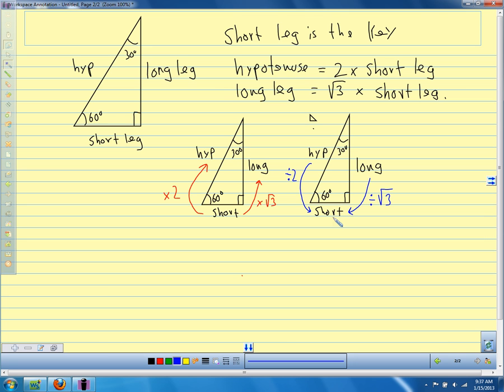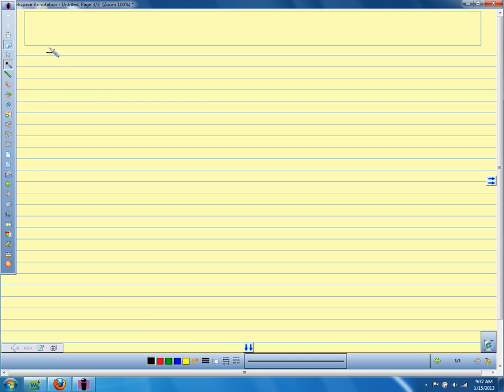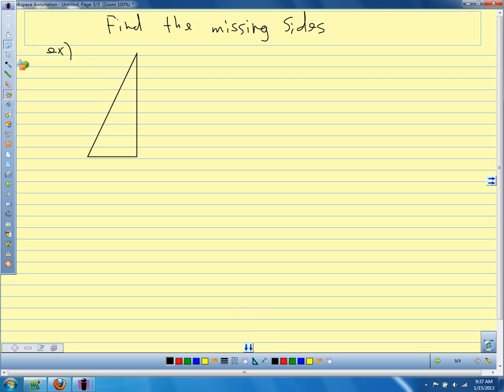Questions about our rules? All right, let's look at a couple of examples. So in all these examples, we want to find the missing sides. So here's our first one. Here's our triangle. And we know that this side is 5.